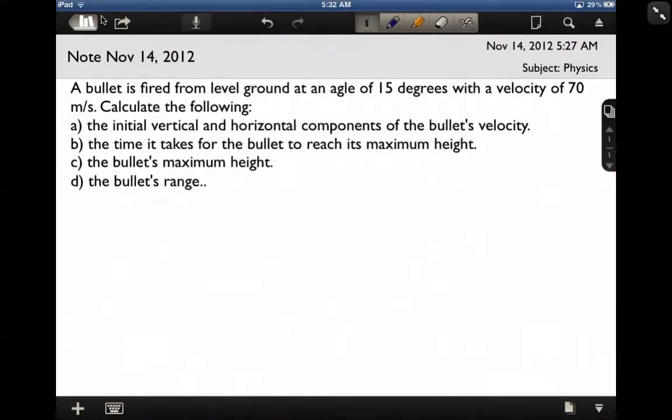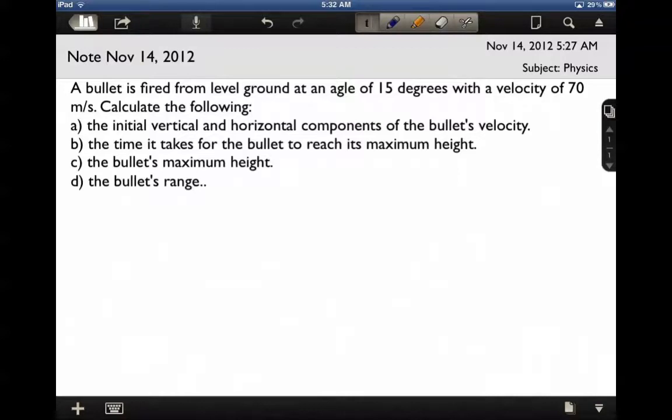So this is a projectile motion problem. In this problem, we have a bullet fired from a level ground at an angle of 15 degrees with a velocity of 70 meters per second. And there are 5 things we need to find: the initial vertical and horizontal components of the velocity, the time it takes for the bullet to reach its maximum height, the value of that maximum height, and the bullet's range.